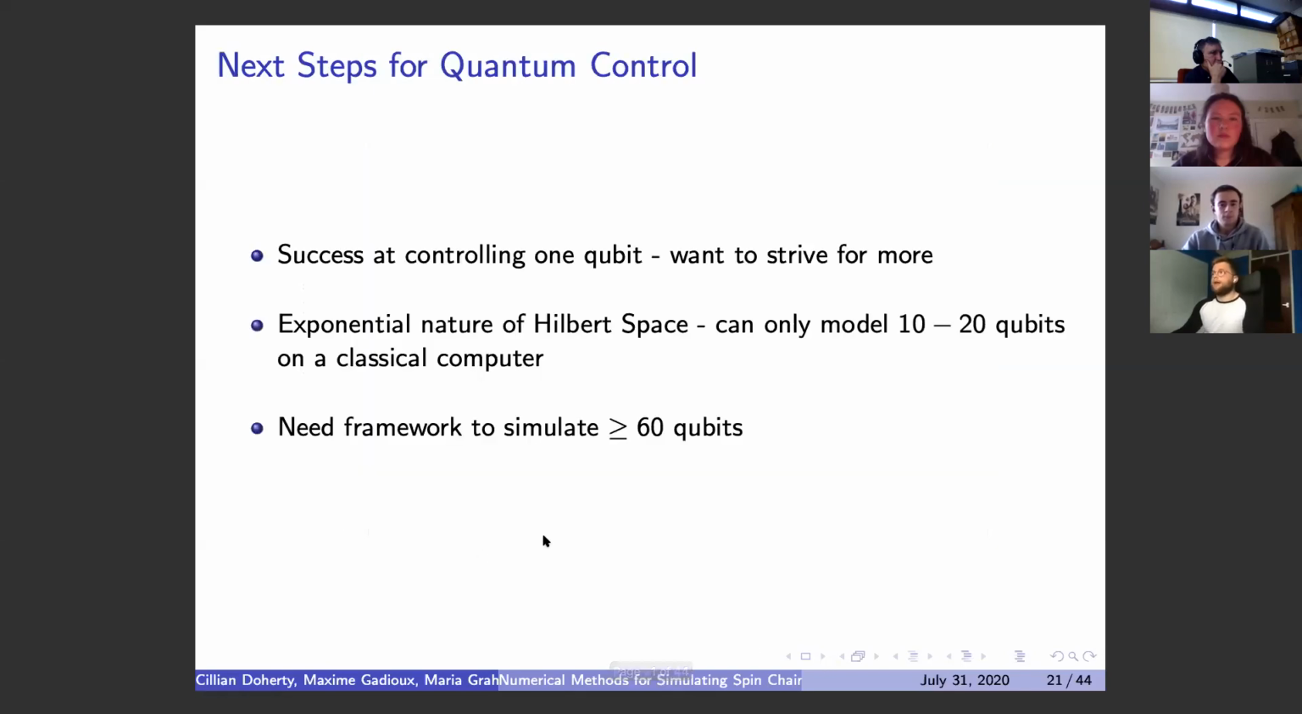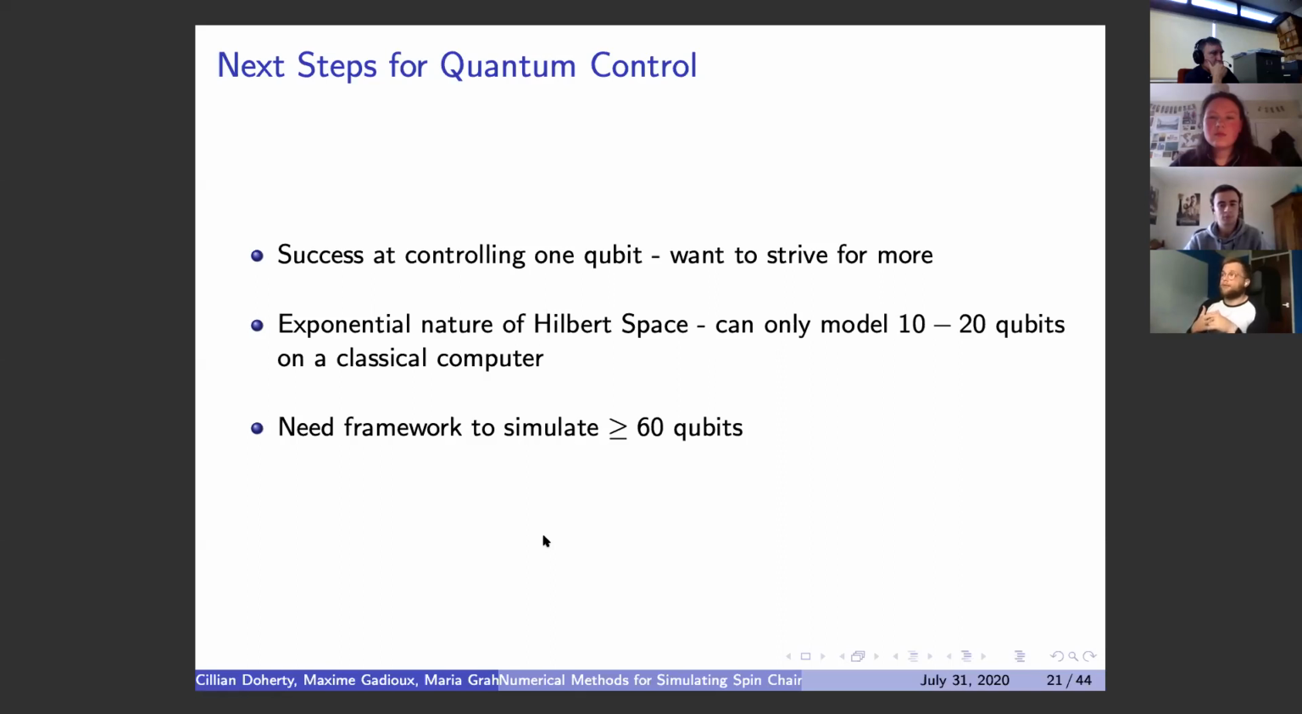So these are all promising results, and it's impressive that we were able to control this qubit in this way using a much simpler algorithm than what had been done before. But in order to produce results that are useful in today's landscape, we wanted to strive to be able to simulate more qubits. So as I'm sure everyone in the audience is well aware, the exponential nature of the Hilbert space means that on a classical computer, the ones we have at home, we can probably only model 10 qubits, maybe 20 at a push.